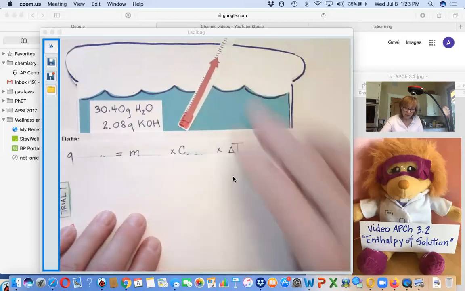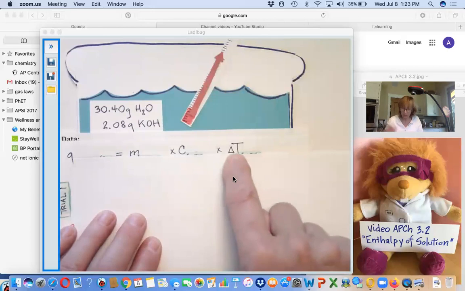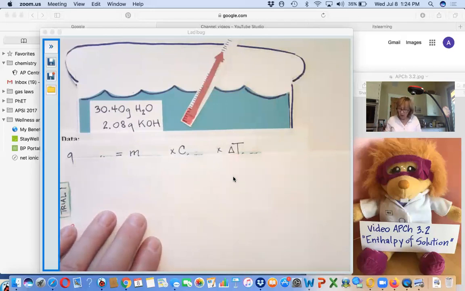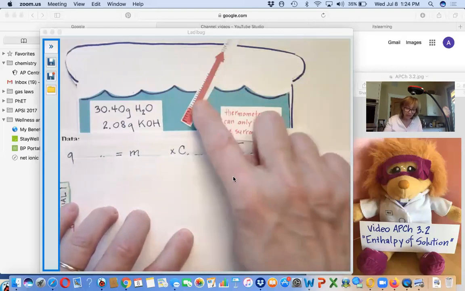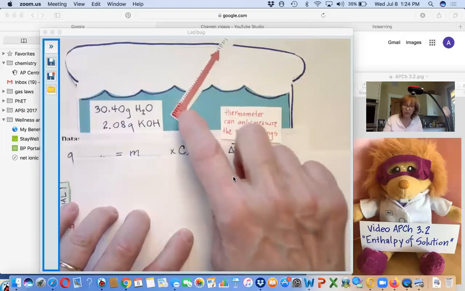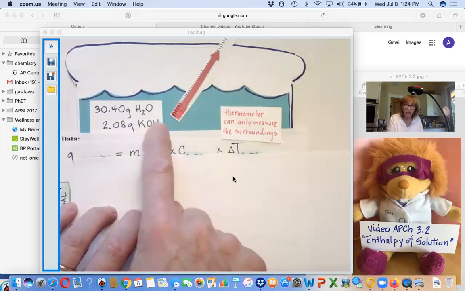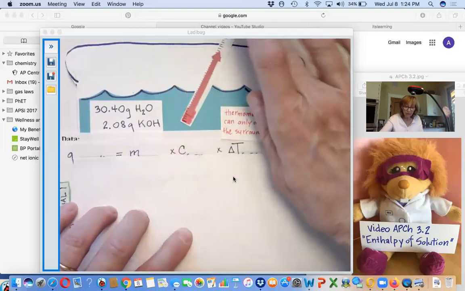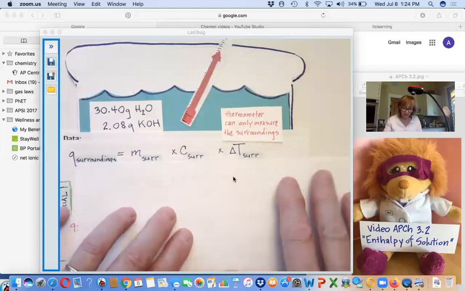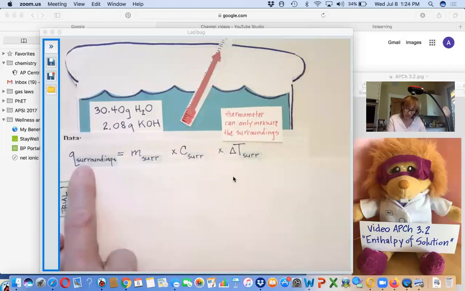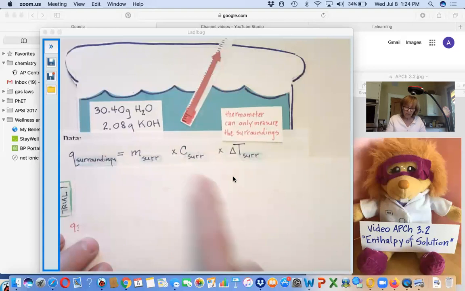But I want you to remember that the temperatures that we're taking, the two temperatures, initial and final, are the temperature of the surroundings. Remember, we've said that you cannot insert your thermometer or your temperature probe and make it land exclusively on these molecules, the system. All you can do is measure what the surroundings are doing. So our delta T is that of the surroundings, and that means what we're going to calculate here is the heat energy observed of the surroundings.